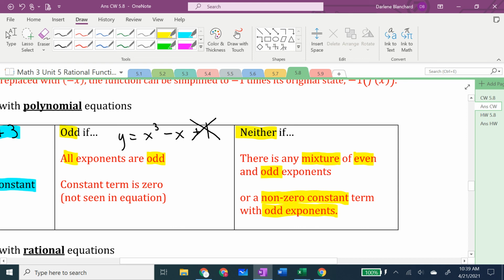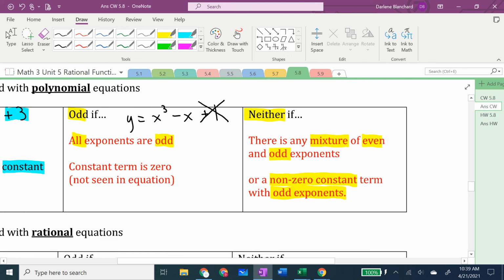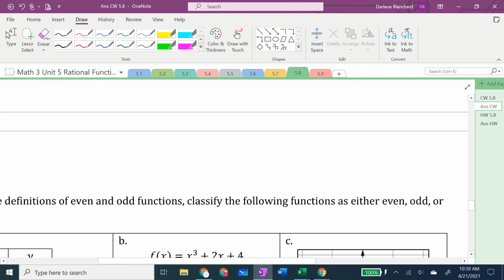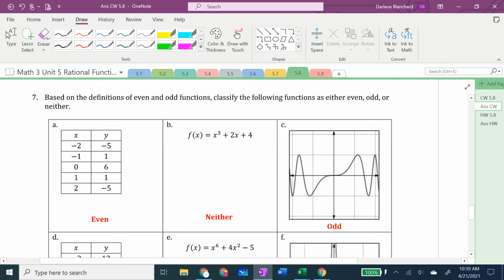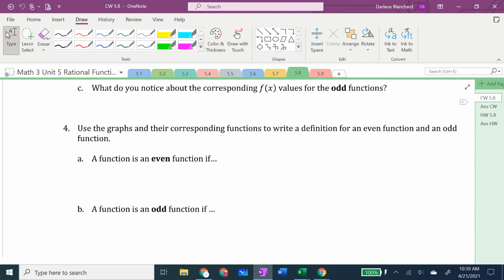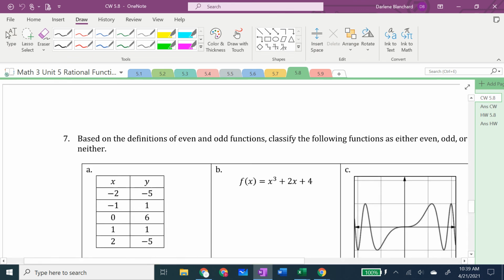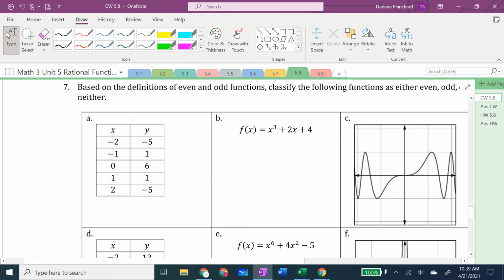Before I move on to rational equations, I want us to start looking at identifying on our own a few of these. Oh, those are the answers. Oopsies. Ha ha ha ha. Okay.